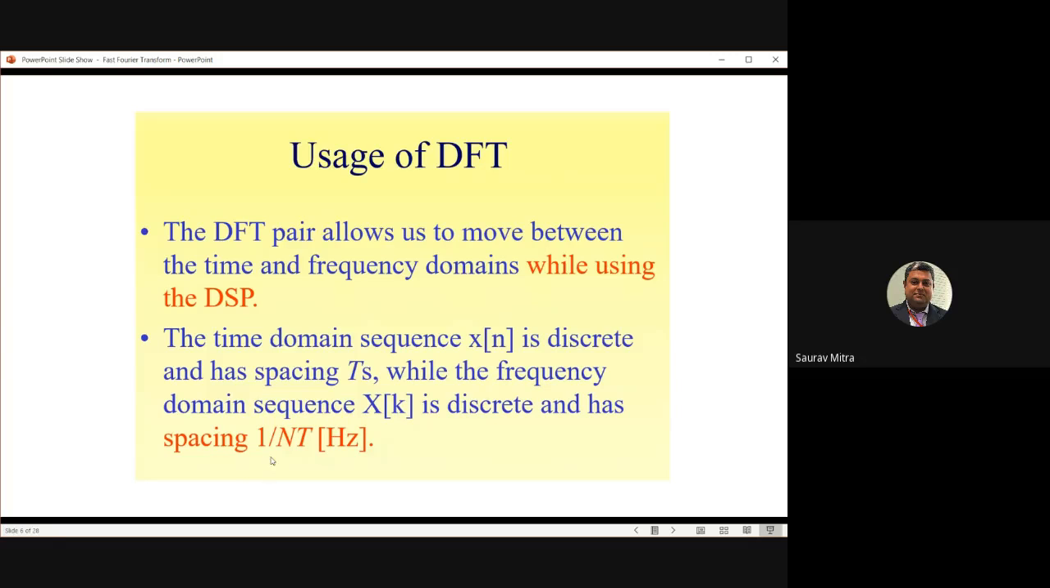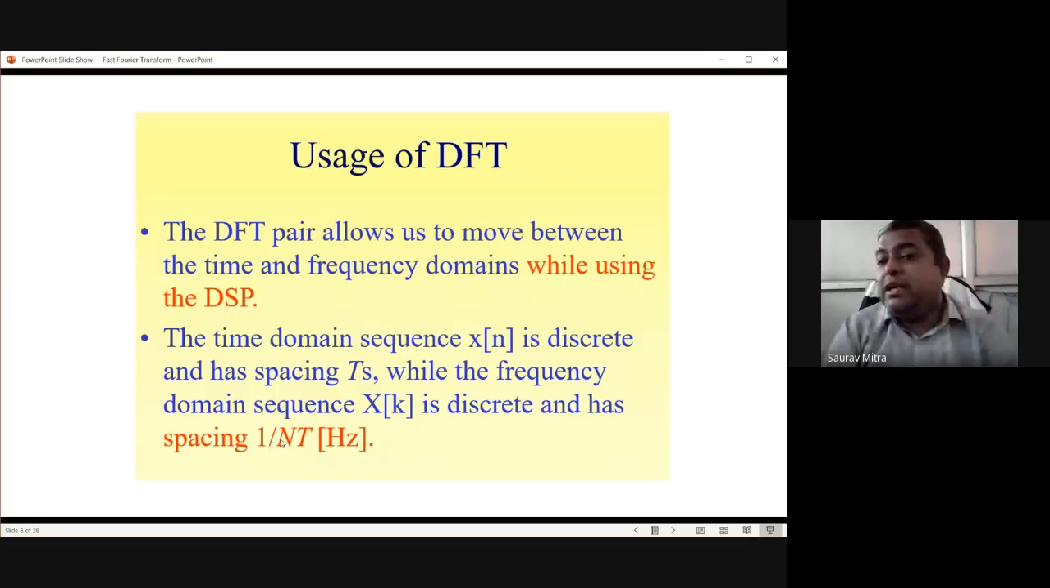N is nothing but the point of the DFT, 4, 8, 16 point, likewise, and that point is given by a power of 2. So if it is a radix 2 DFT, N can be 2 raised to 1, 2 raised to 2, 2 raised to 3, and accordingly. In our exam, they ask at most up to 2 raised to 3. Nobody will ask you a 16-point DFT or 16-point FFT in the exam. The maximum will be 8-point only. So N for us can be at most 8, and T is nothing but the time interval in digital, or discrete, terms.